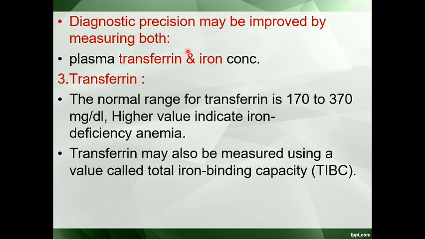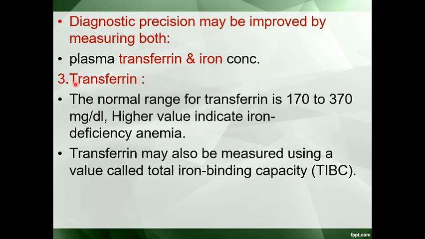It means that the diagnosis should be based on both factors: how much transferrin is present, that is, how much of the transporter is present in the blood, and how much iron is present. When you measure or calculate both things, then you will come to know the total iron binding capacity.